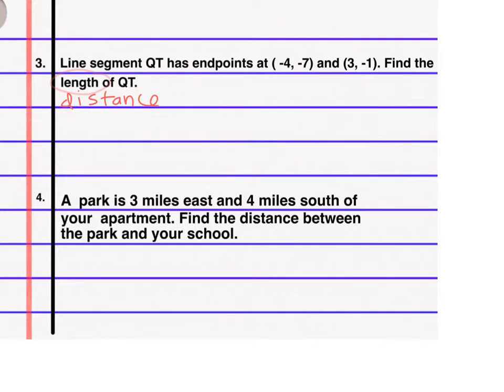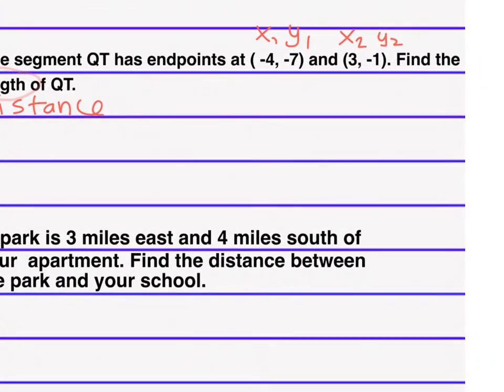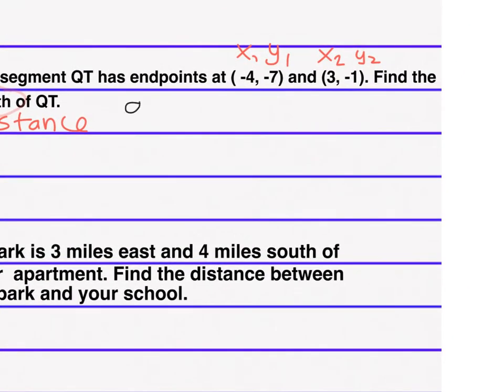All right. So I could draw a picture for this one. I don't really need to. I'm going to go ahead and label my points. X1, Y1, because it's point 2, it's point 1. X2, Y2. What is our distance formula? Here is our distance formula. X2 minus X1.